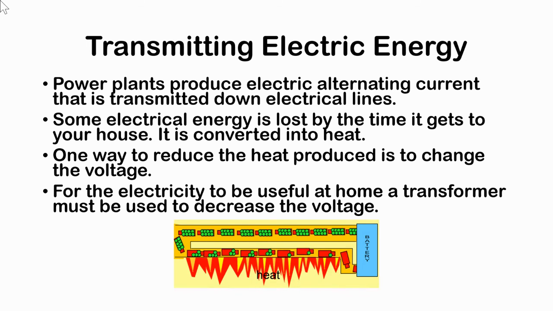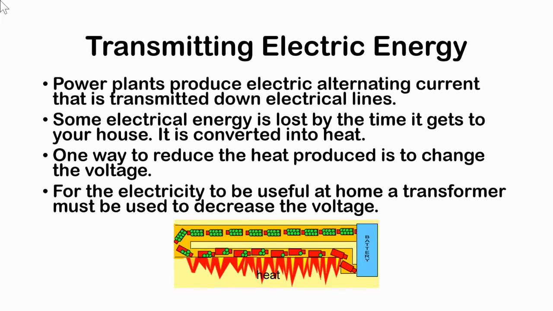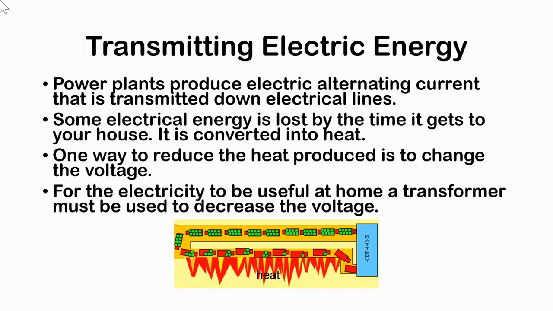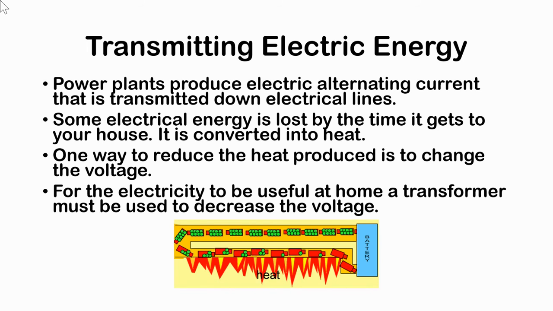So, transformers are very useful because they allow us to transmit electric energy long distances and still be able to maintain enough energy to power our homes or factories or whatever else. So power plants produce electric alternating current that is transmitted down electrical lines. They go a long distance. So some electrical energy is lost by the time it gets to your house. It's converted into heat.